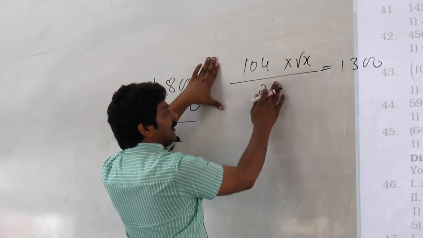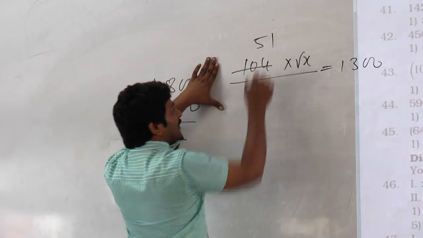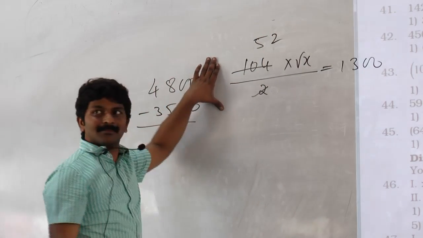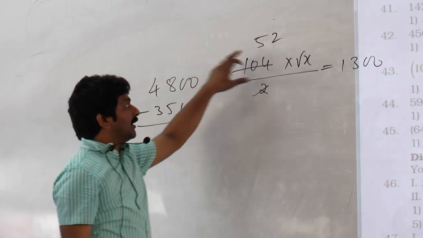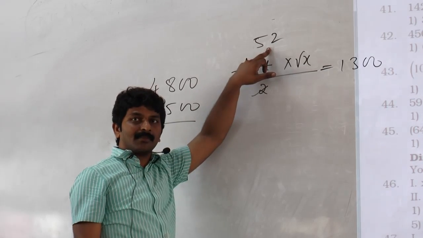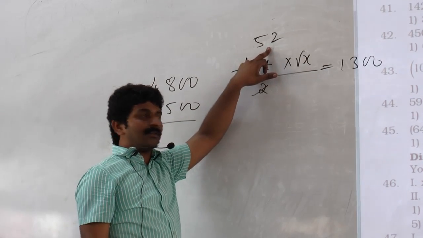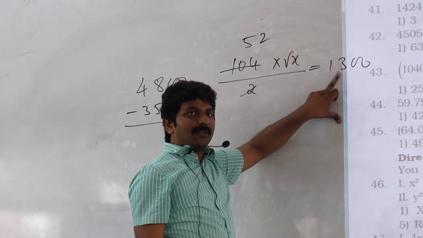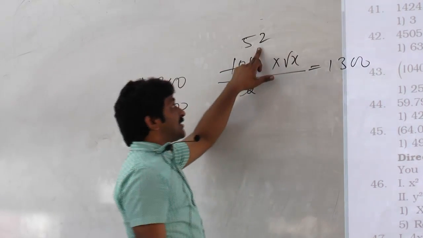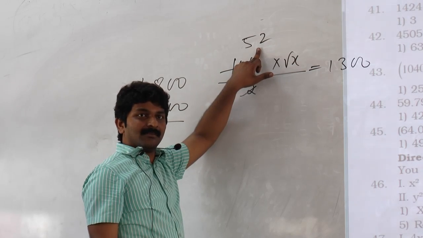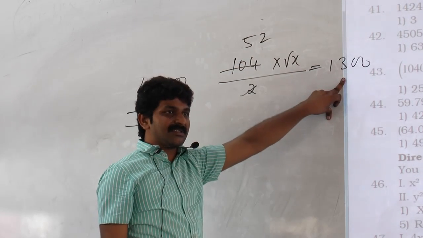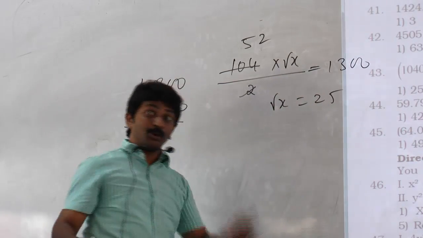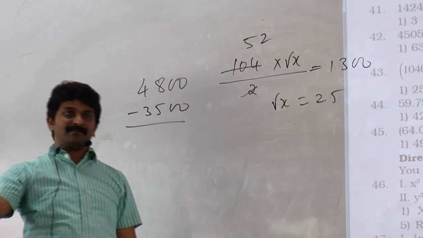0 0 cancel. 2 how many times? 50. 10 times of this number? 20 times? Apart from 1040, how much do you have? 260 is 5 times of this number? Yes or no? So how many times is this? 25 times. Root x is equal to 25, x is equal to 25 square, 625.